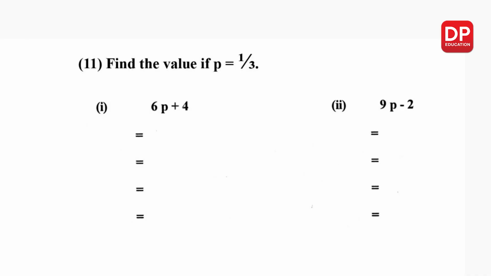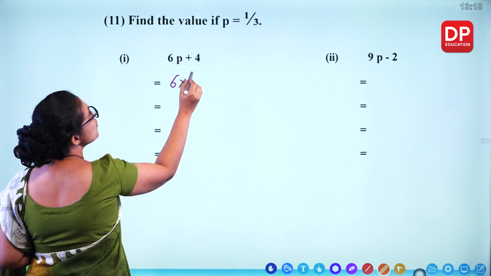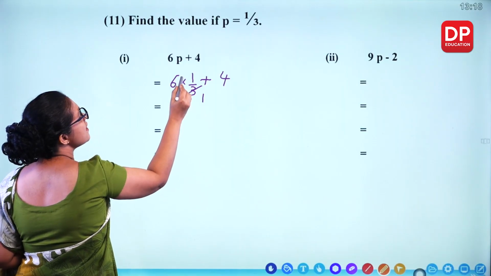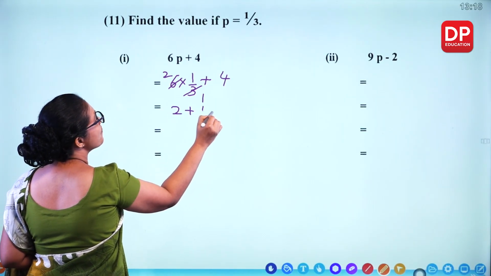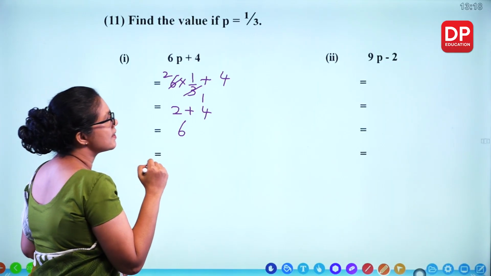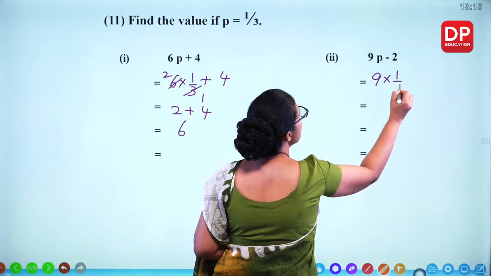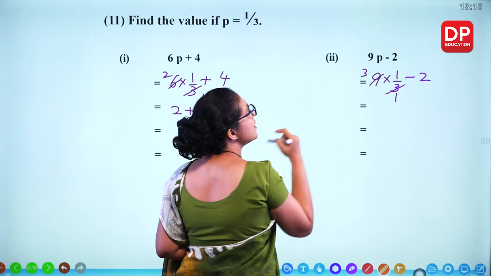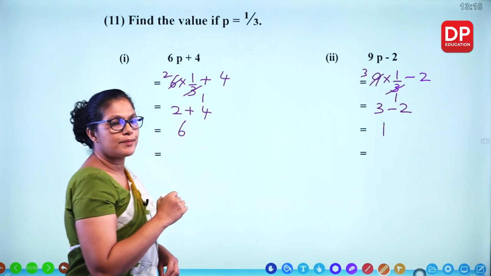Find the value if p equals 1/3. So substitute 1/3 for p. Simplify first. 3 times 2, 6. 2 plus 4, that's 6. 9p minus 2. 9 times p is 1/3 minus 2. Here simplify 3 and 3. 3 minus 2. You get 1.